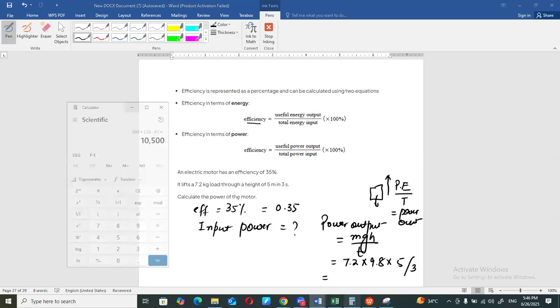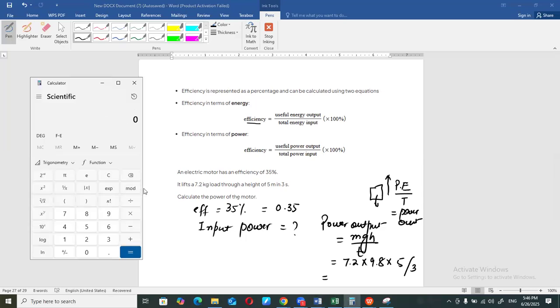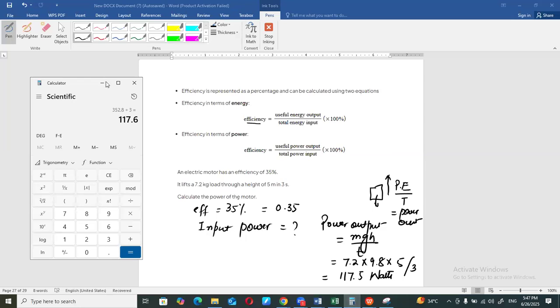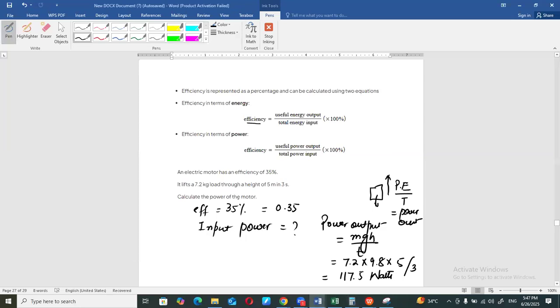So what exactly is it? 7.2 multiplied by 9.8 multiplied by 5 divided by 3, and it will be 117.5 watts, right? Apologies. Now this is power output.